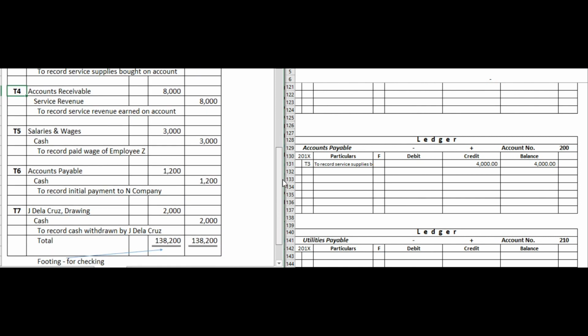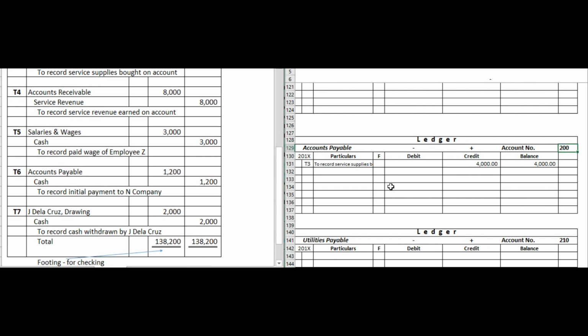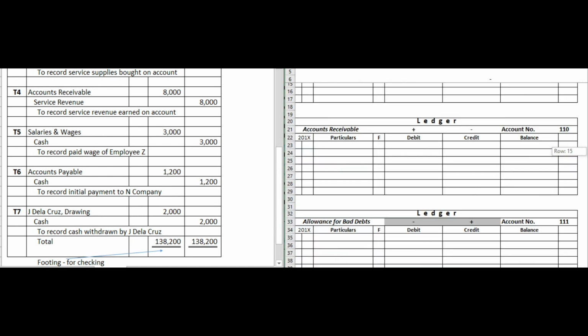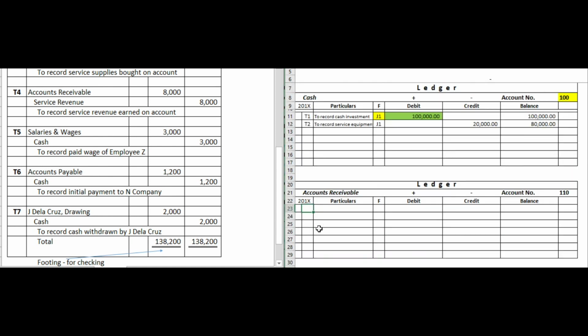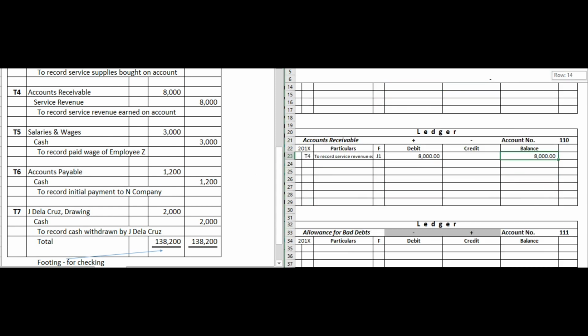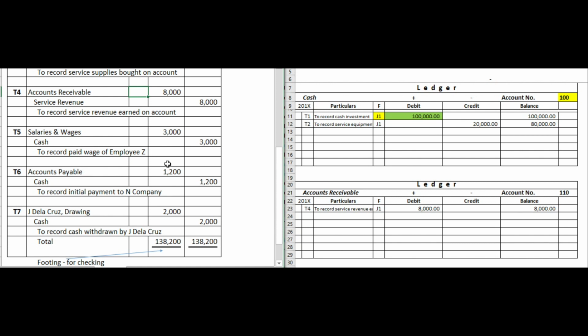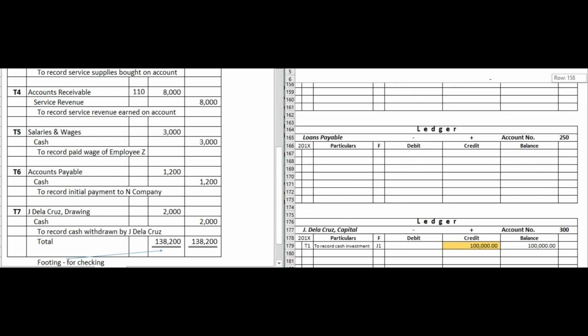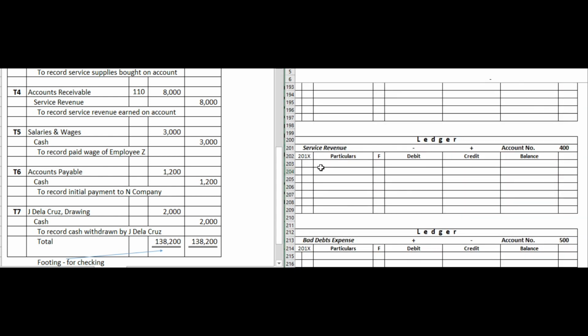Okay, next. Transaction 4 na tayo. Transaction 4 is accounts receivable. Transaction 4, explanation, to record revenue. Reference J1. How much? 8,000. Tapos balance 8,000. Okay? Next, service revenue. Ay, yung reference pala natin, 110. Huwag nyo nakakalimutan. Next, service revenue.